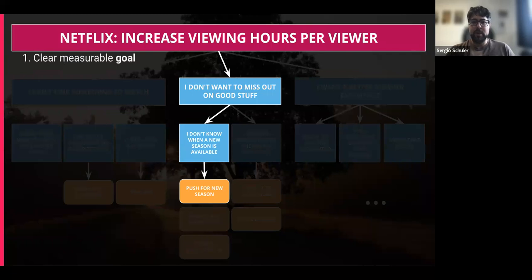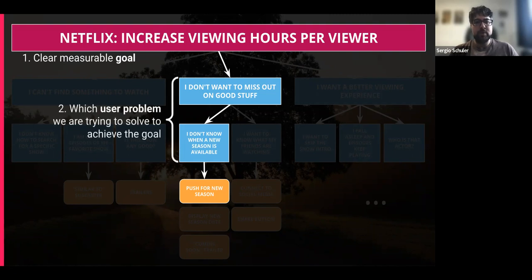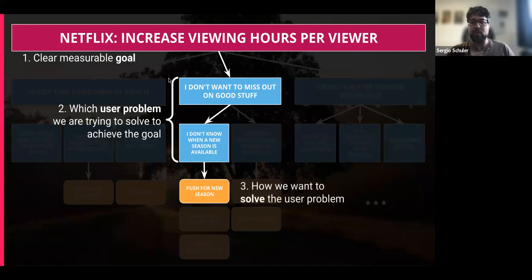First of all, you have a very clear and measurable goal, and this should be valuable to the business. My team is focused on increasing viewing hours per viewing in Netflix, and this is valuable. So this is already something. Then, which user problem are we trying to solve to achieve this goal? So there is a clear link between opportunities and the goal. And third, how do we want to solve the user problem? These are all our hypotheses for solving this. So this makes a very clear causal relation.